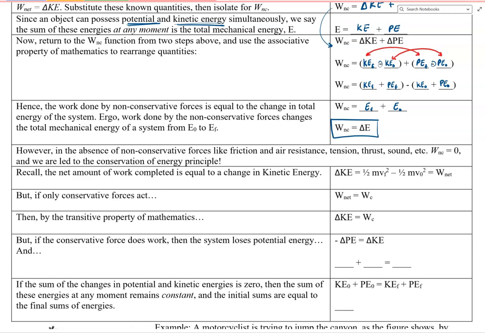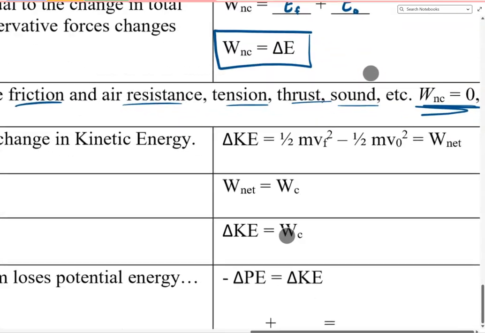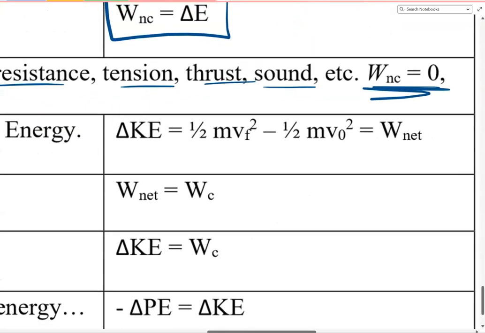Now, if we're working in a system or with an object that experiences no non-conservative forces, it's a strange way to say it, but if we have no non-conservative forces like friction, air resistance, tension, thrust, sound, if those items are not present in the system, then that's our way of saying that we have no non-conservative forces, therefore no work done by non-conservative forces. And that leads us to some interesting ideas, or in particular a specific principle, the conservation of energy, which a lot of us have already heard of before.